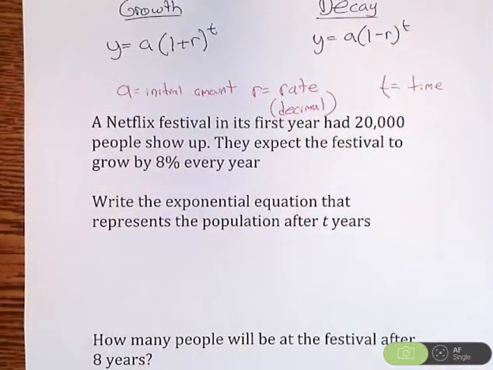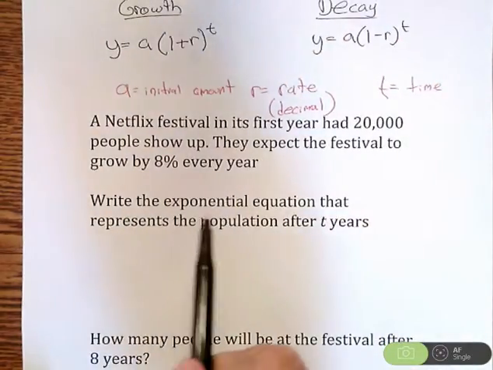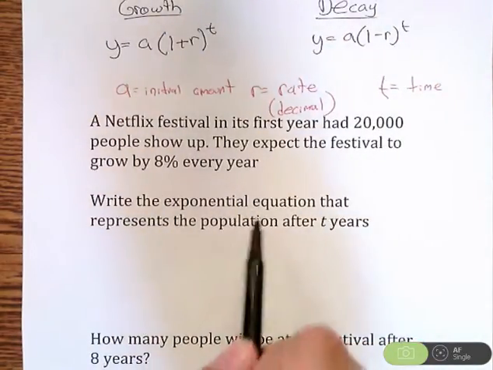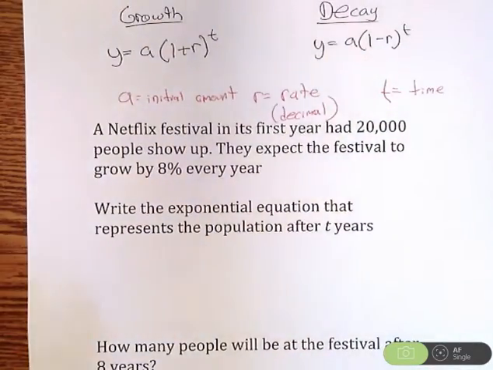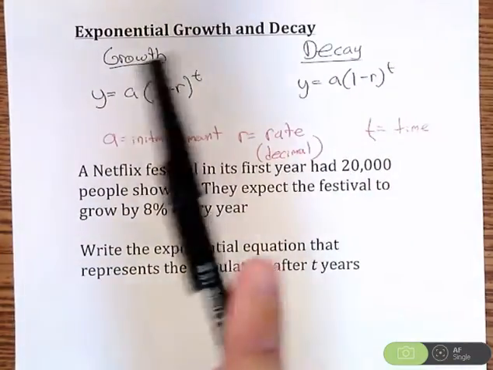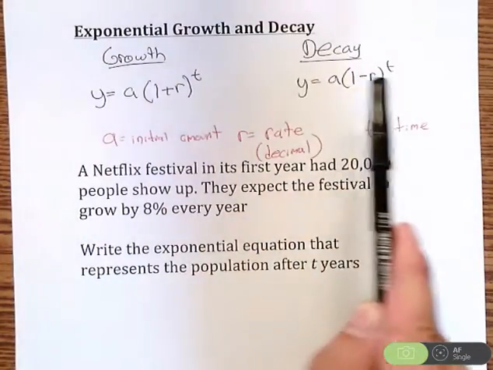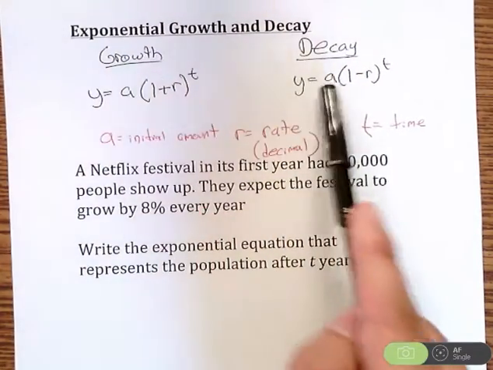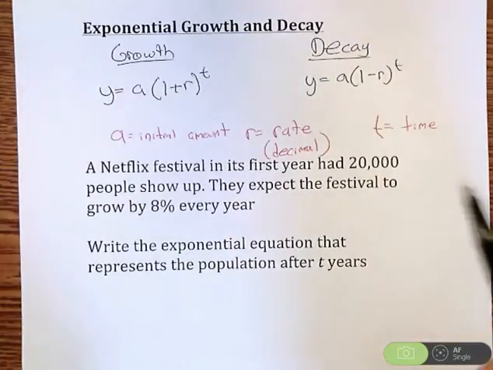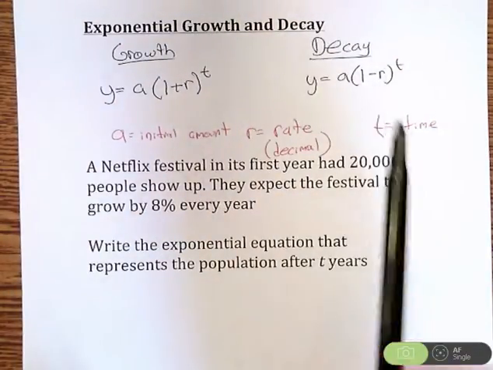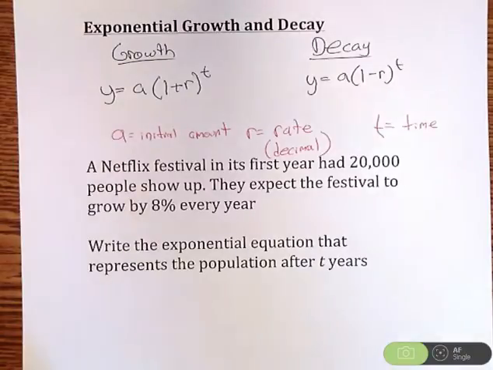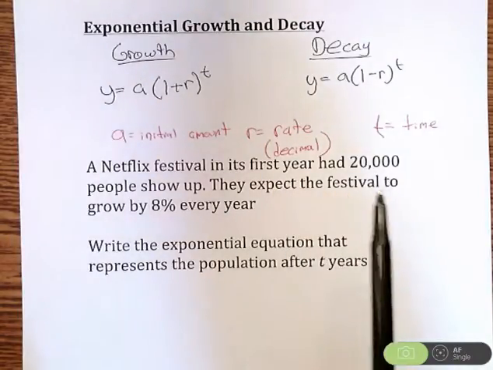A Netflix festival in its first year had 20,000 people show up. Exciting. They expect the festival to grow by 8% every year. So what we're going to do is write the exponential equation that represents the population after t years. So the first thing we have to figure out is which of these two equations we're using, the growth or the decay. So when we're reading this problem, we're looking for words that represent growth or words that represent decay. So reading through it, I see they expect the festival to, oh, look at that.